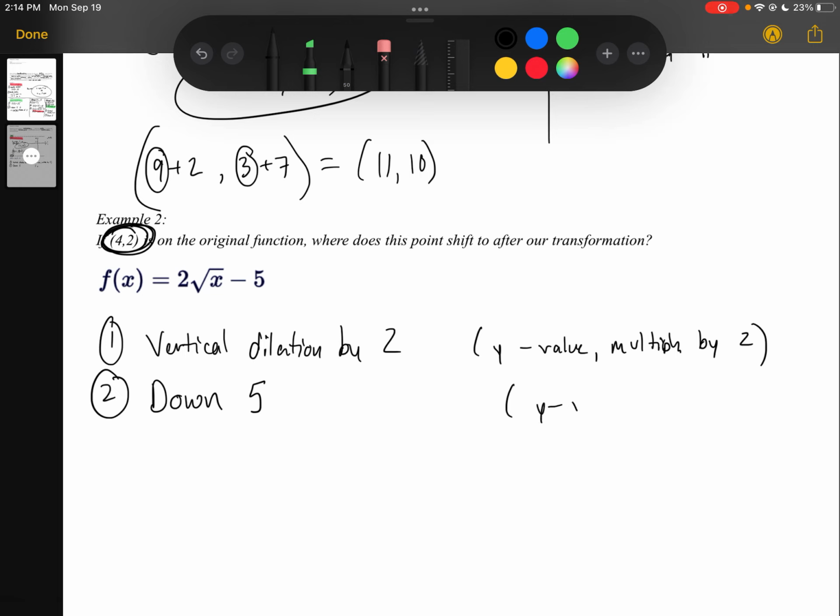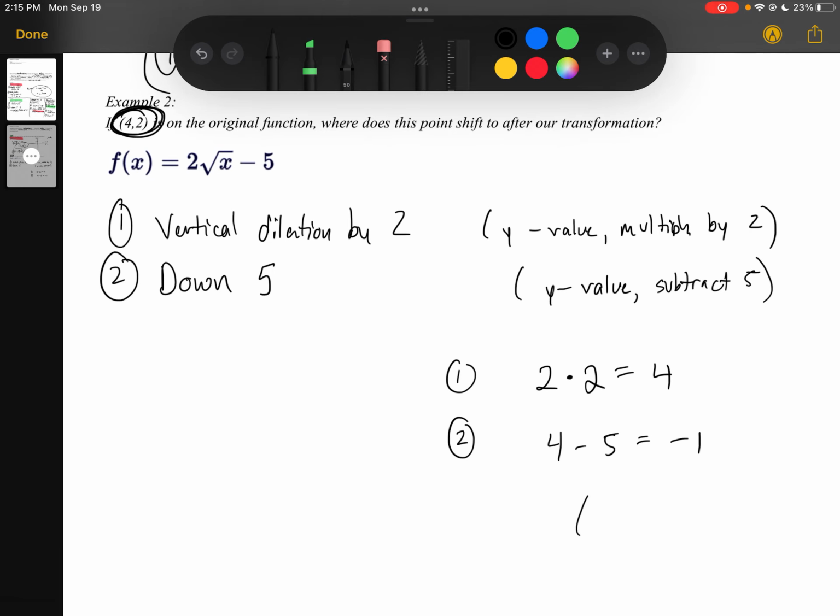And then for down 5, we can say, again, take our y value. So a good check here is we're doing multiple operations on our y values. That's why this matters so much, the order, because we're doing it on the same term. So y value here, and we're going to subtract 5. So our y value is 2. So step number 1 is we're going to multiply by 2. And then step number 2 is we're going to take that and we're going to subtract 5 from it. So we'll end up with a value of -1. So our new shifted point should be 4 comma -1.